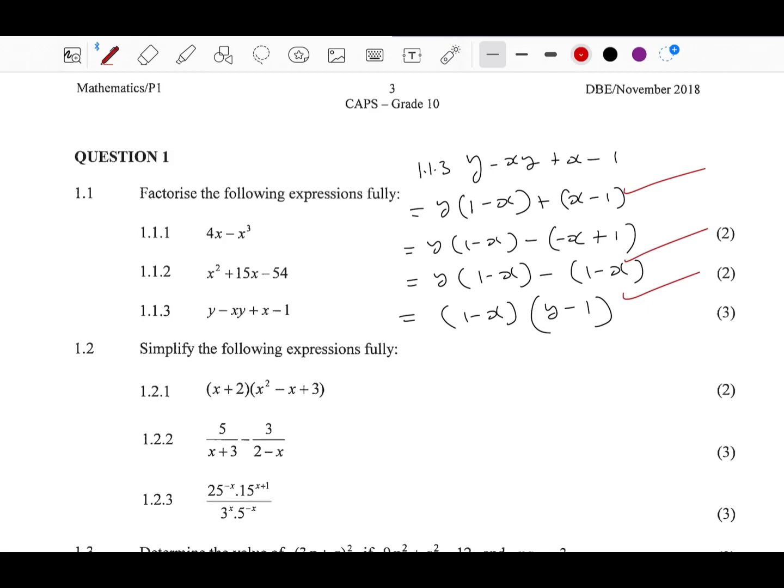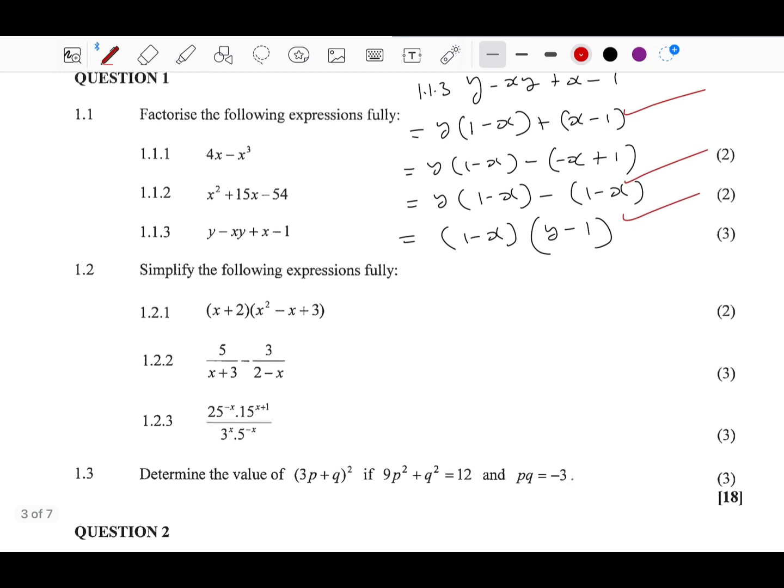Don't forget, in the next video we'll be doing 1.1, 1.2, where we'll also be simplifying the following expressions. It's getting interesting. See you in the next video.